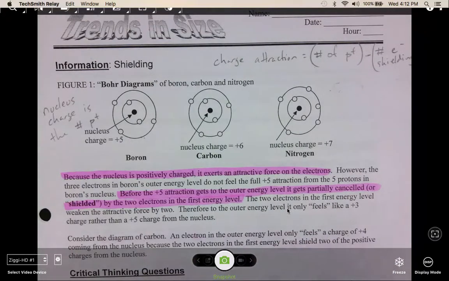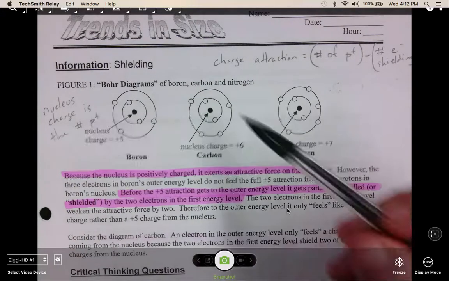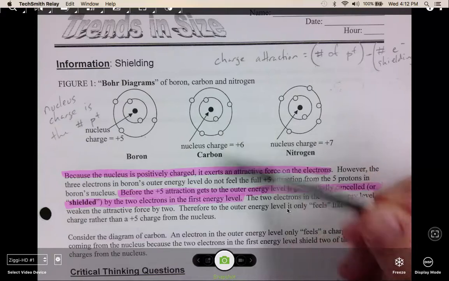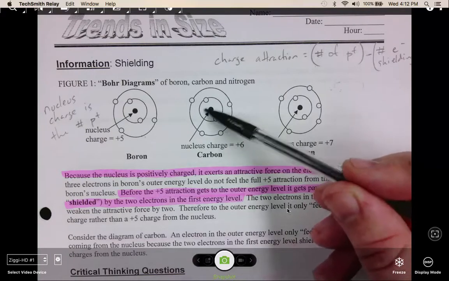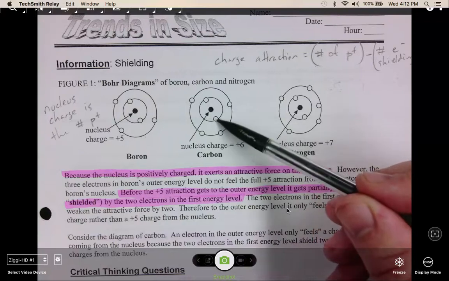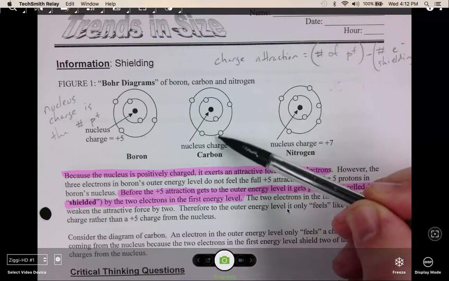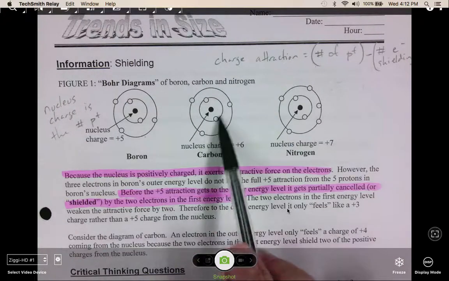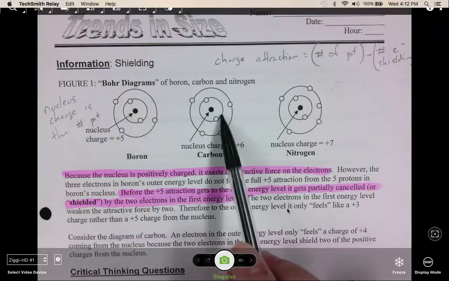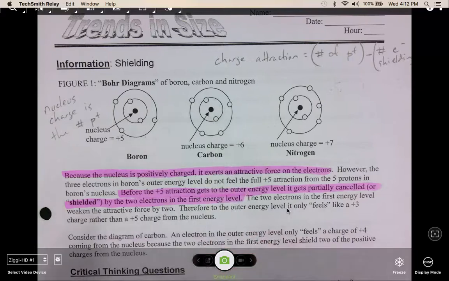So think about like a magnet. When you put two positive sides of a magnet together or two negative sides of a magnet together, they repel each other. Same principle happens here. These electrons push back on these electrons a little bit. However, the charge attraction is much greater than the charge of one electron or two electrons, so they are still held in orbit. But that's what shielding is. Shielding are the electrons in between the outer energy level that are blocking some of the charge attraction.